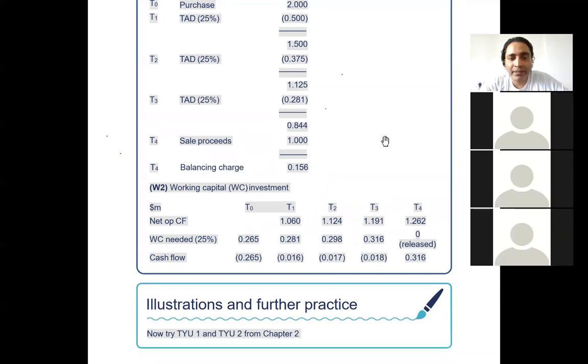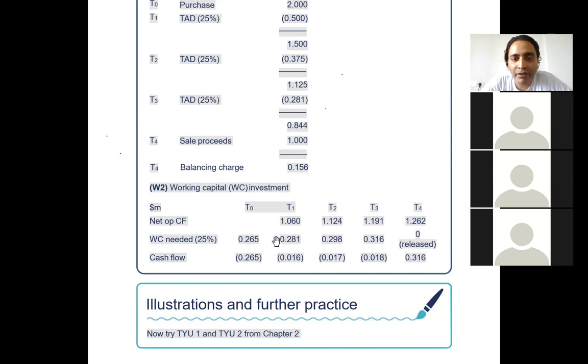ठीक है? Now, this is the working capital balance that you need to maintain every year. So at T0, you have to maintain a balance of 0.265. So how can you maintain a balance of 0.265? By introducing that in your business. Ye outflow hoga. This is the capital needed. So 0.265 you will have to introduce in your business.